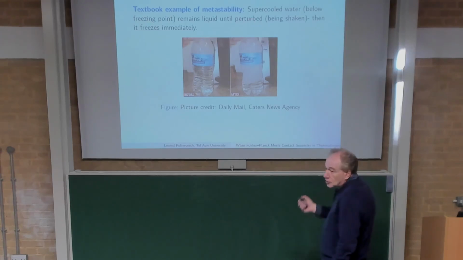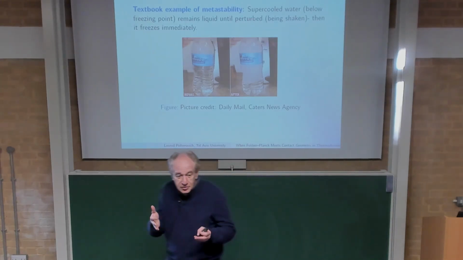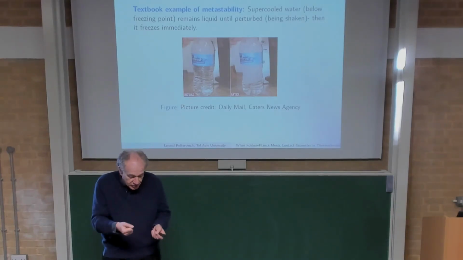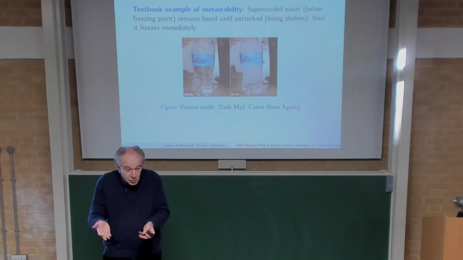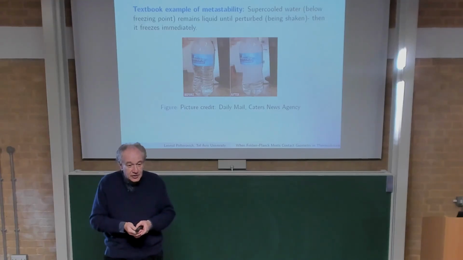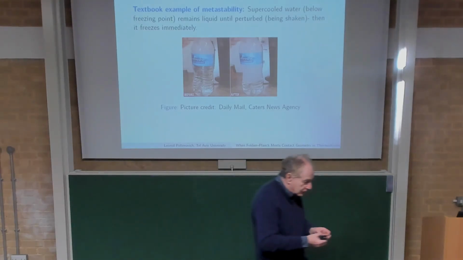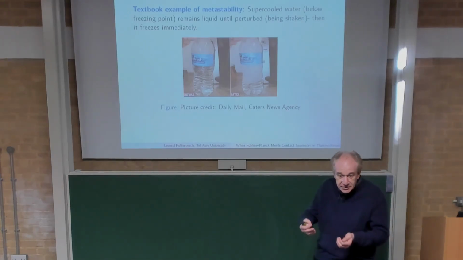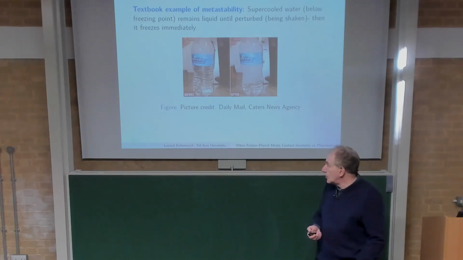It's called supercooled water. You can do it at home. You put a bottle of water in the fridge, and quite often when you take out the water, it's still liquid. Then you shake it, and it becomes ice, as it should be, right? So this means that being overcooled but liquid is some kind of equilibrium, but an unstable equilibrium.